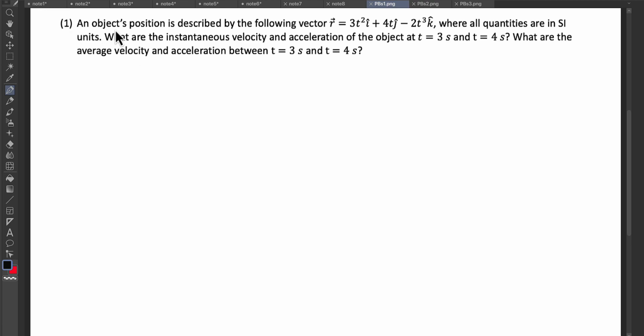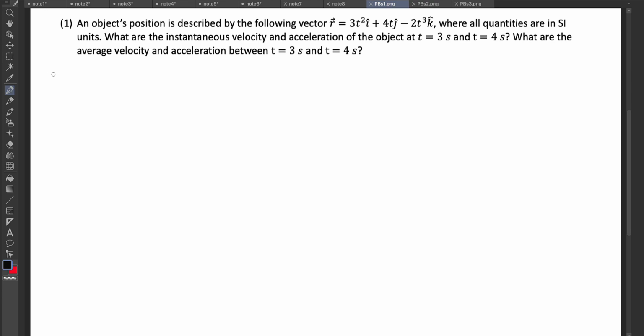Question 1. An object's position is described by the following vector, where all quantities are in SI units. What are the instantaneous velocity and acceleration of the object at t equals 3 seconds and 4 seconds? What are the average velocity and acceleration between t equals 3 and 4 seconds? We're going to solve this problem with exactly the definition of these two quantities, velocity and acceleration.